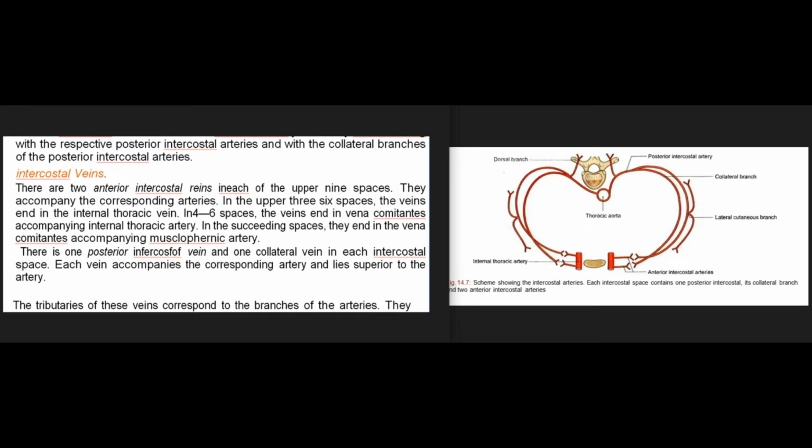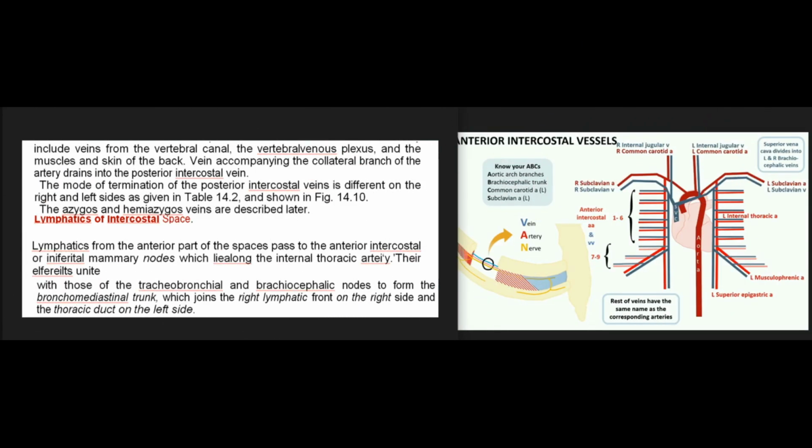There is 1 posterior intercostal vein and 1 collateral vein in each intercostal space. Each vein accompanies the corresponding artery and lies superior to the artery. The tributaries of these veins correspond to the branches of the arteries. They include veins from the vertebral canal, the vertebral venous plexus, and the muscles and skin of the back. Vein accompanying the collateral branch of the artery drains into the posterior intercostal vein.